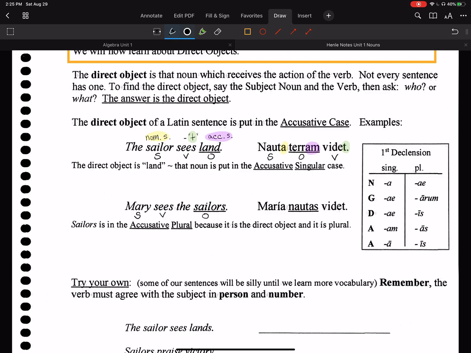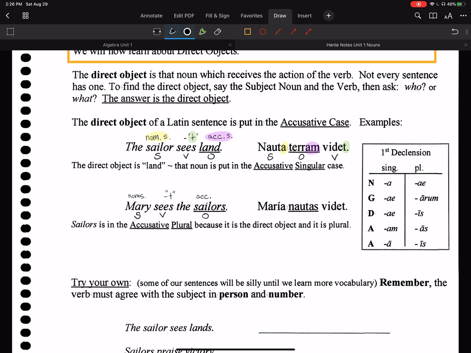And then to switch this and see what it looks like in Latin, Mary is our nominative subject, sees is our verb. Who sees? Mary sees. Mary is a she, so that verb ending you're going to look for is the T ending. She's not a they. And then the sailors. This is accusative because it's the direct object. Accusative means to point something out. That's why I like to draw a little arrow through my verb to the direct object, because it's pointing out the direct object.